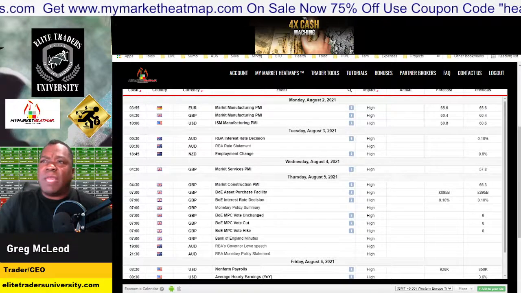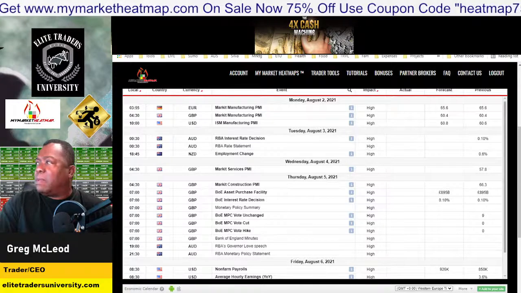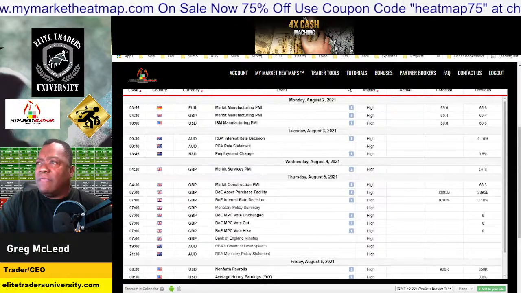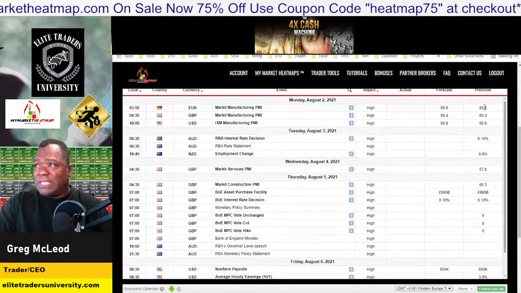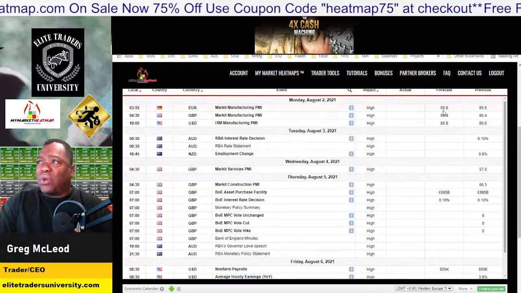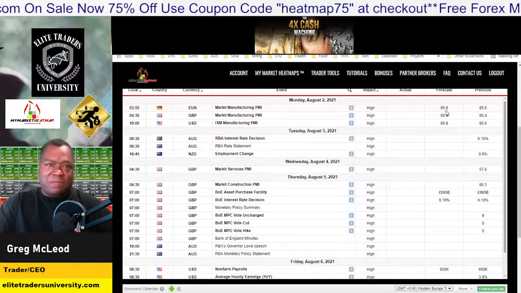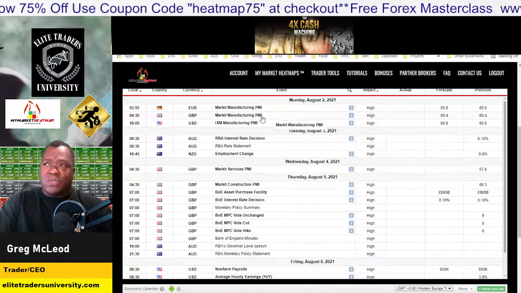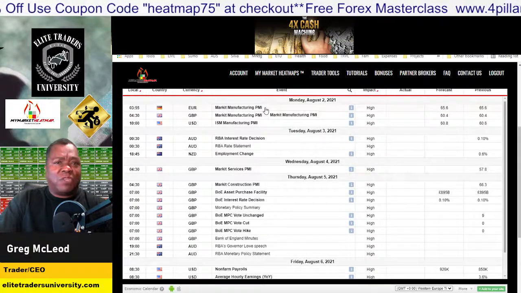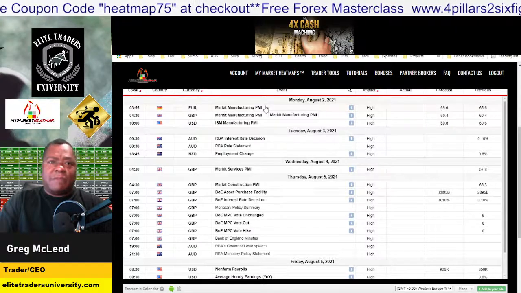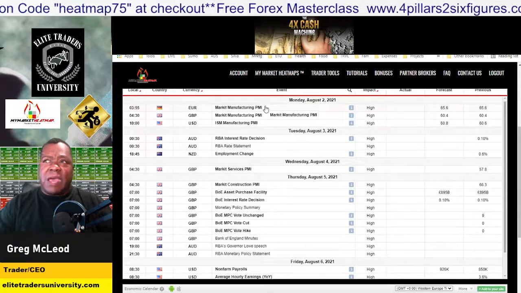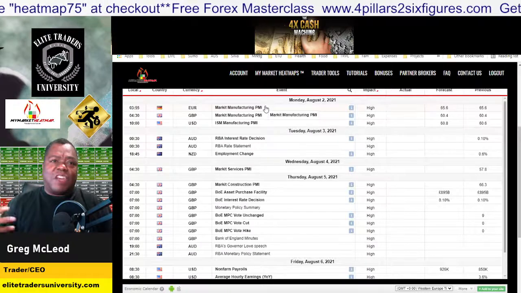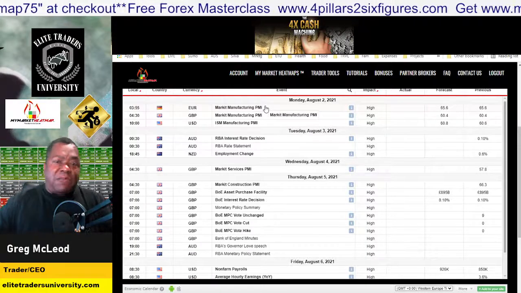So the euro is going to be in play at about 4 a.m. Eastern time. And then you have the previous number of 65.6, and the current forecast is 65.6. This is going to be unchanged. PMI stands for Purchasing Managers Index. Basically, they survey a bunch of purchasing managers to find out what their opinion is about the market. We think it's going down. We think it's going up. We're going to buy a whole bunch of stuff because we feel that maybe the economy is going to be good.